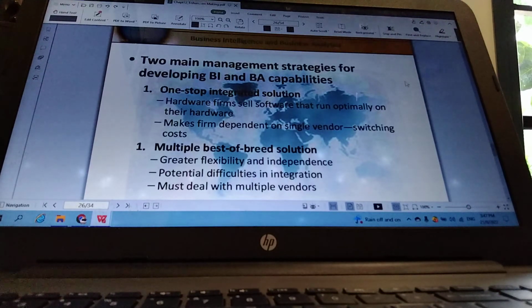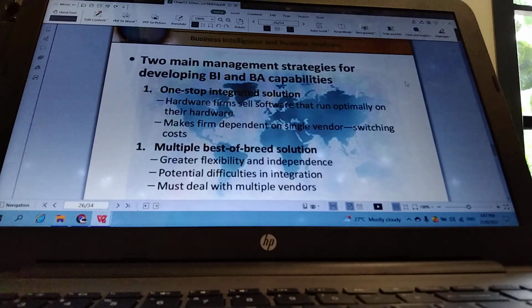Hardware firms sell software that runs optimally on their hardware and makes the firm dependent on a single vendor. And if you are planning to switch, definitely the switching cost is very high, meaning you have to start all over again. So that makes the vendor lock you in, so that you are with them for the long term instead of the short term. But definitely the cost is high, but there is a very good return as we have discussed so far.